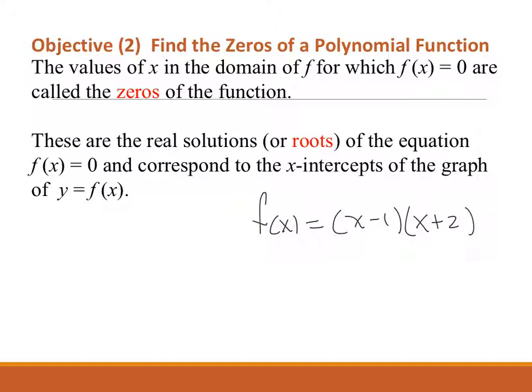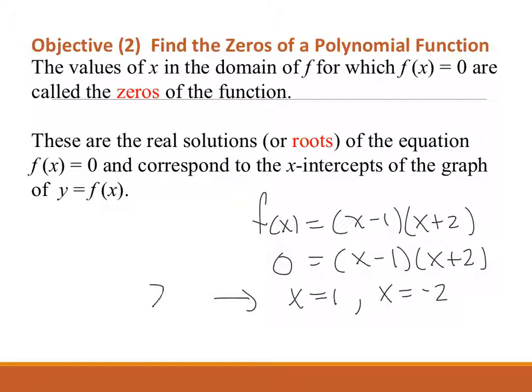So our zeros in this particular function, if you recall, are x is equal to 1 and x is equal to minus 2. Those are called the zeros of the function. And they intersect the x-axis.